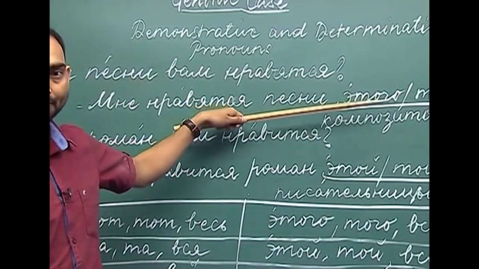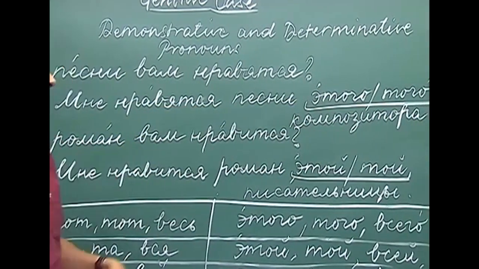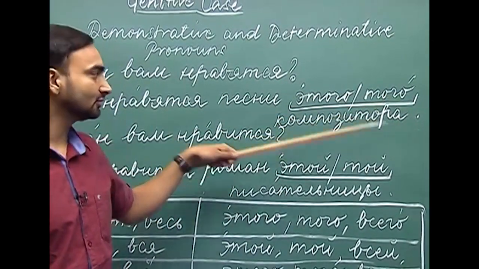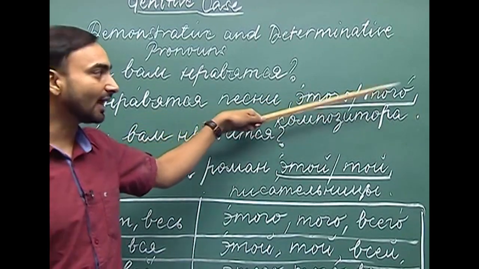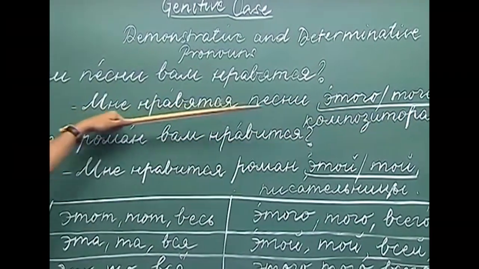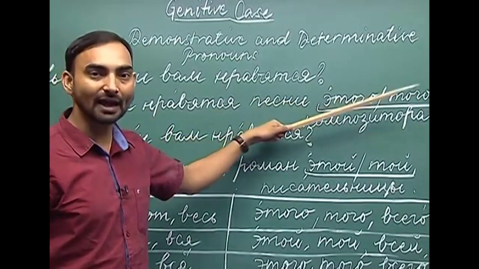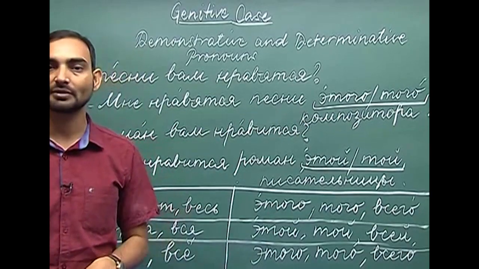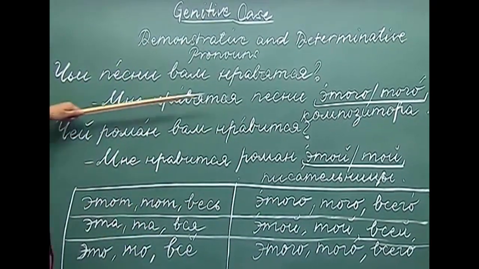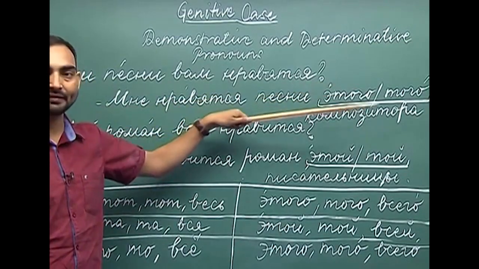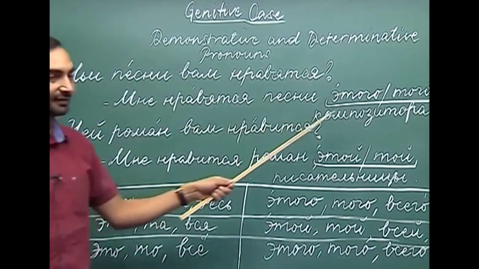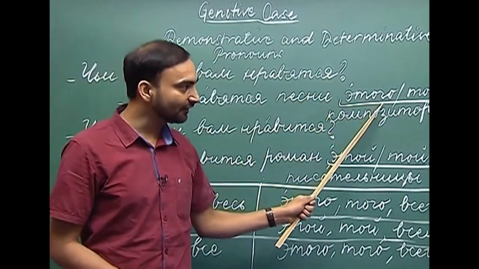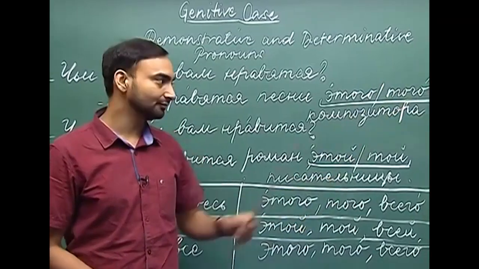See, этого comes from the demonstrative pronoun этот and того comes from the demonstrative pronoun тот. So этот is this and тот is that. So I like the songs of this or that composer. Kompozitor is composer, the one who composes music. Мне нравятся песни этого или того композитора. So as you can see, kompozitor is a masculine noun. That is why этот has become этого and тот has become того.